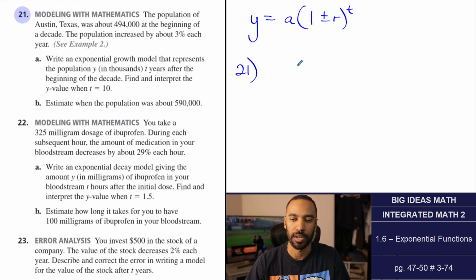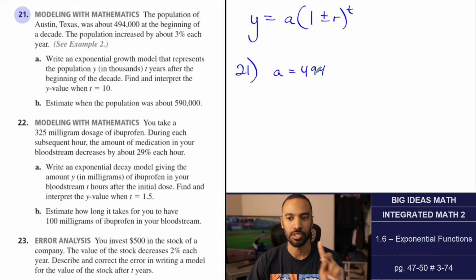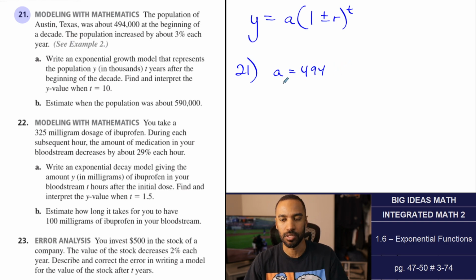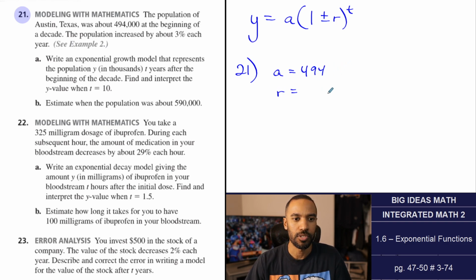So for number 21, we have a as the initial value. That's 494,000. No, I'm sorry, y is in thousands. So a is 494. This is in thousands. The r value, it's an increase of 3%. That means 0.03 will be added to 1.